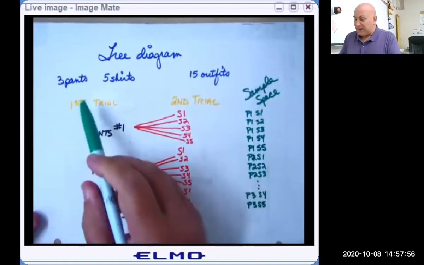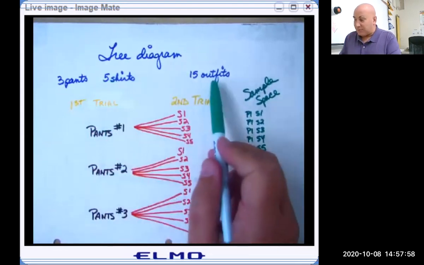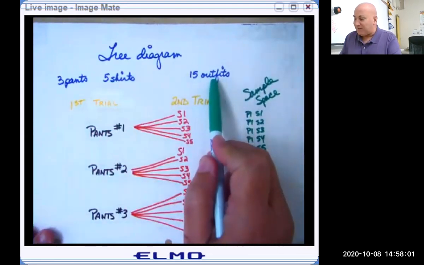Now let's say that I have 3 pairs of pants and 5 shirts. Assuming they all go together, how many different outfits do I have? Well, 3 pants, 5 shirts, 3 times 5. The fundamental counting principle says I have 15 possible outfits.